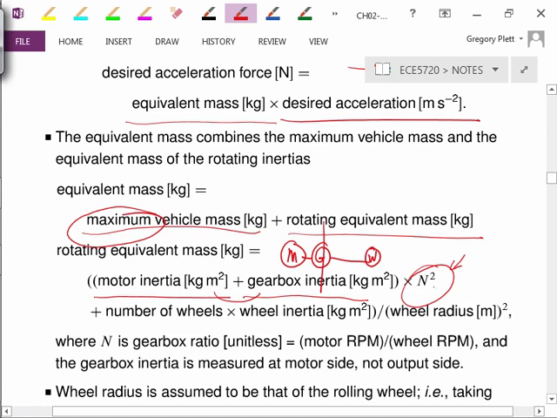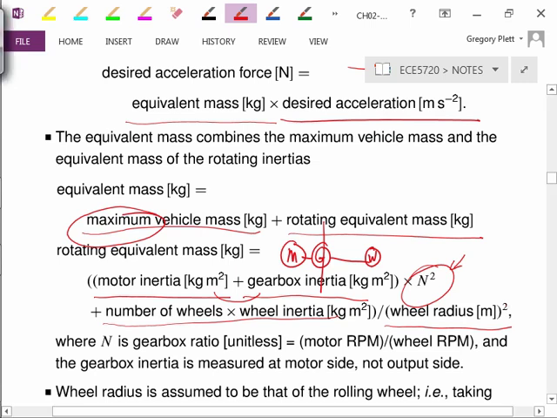If it happens to be on the output side, I would not multiply by n squared. I'd simply add it to everything else. So we also have number of wheels times wheel inertia to get the spinning equivalent mass of the wheels, and all of that gets divided by the wheel radius, which is how the power gets applied to the road.